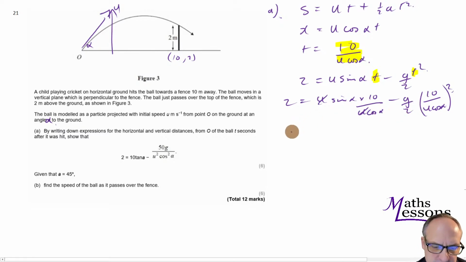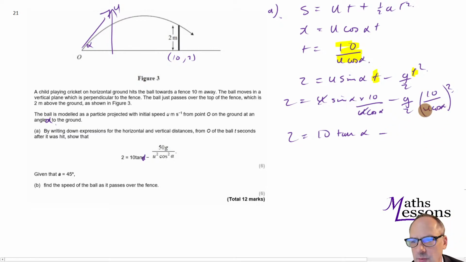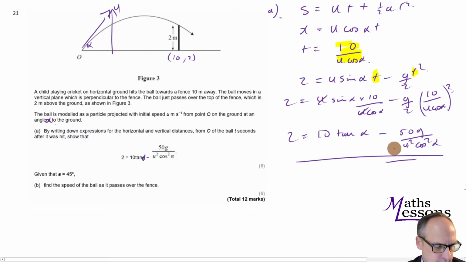Now let's multiply this out. So we're going to get 10 tan alpha, which is nice. It's annoying that they wrote an A instead of the alpha there. Sorry about that, I didn't spot that. I just assumed it was all alphas. I hope you did too. So what we're going to get: 10 squared is 100, divided by 2 is 50g, and then over u squared cos squared alpha, which we've done.